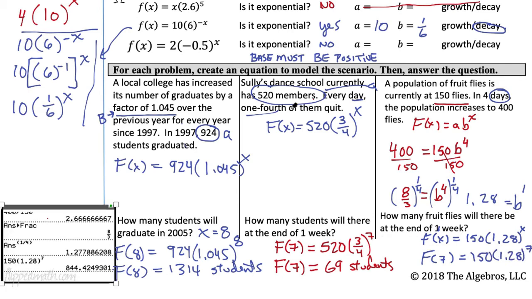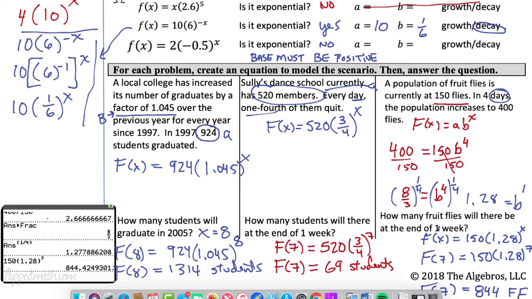Let's work that out. When I plug it into the calculator, you can see how I did that over here. I get f of 7 equals about 844 fruit flies. Wow. Those fruit flies, they're crazy around here. All right, next question.